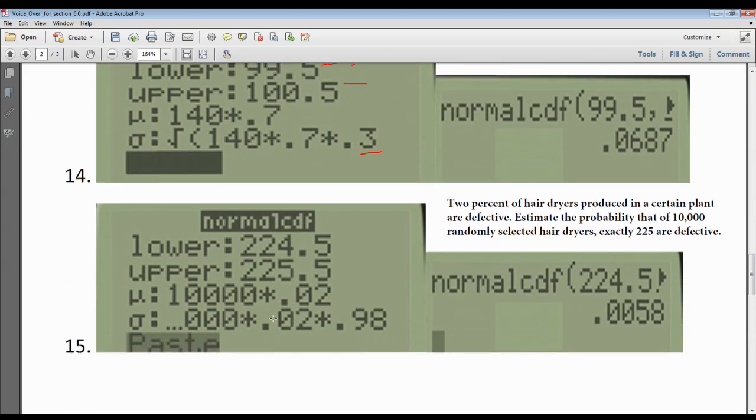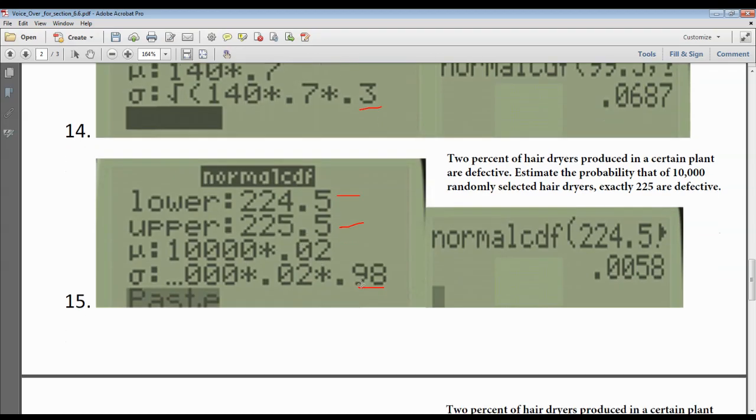2% of hair dryers produced at a certain plant are defective. Estimate that out of 10,000 randomly selected hair dryers, exactly 225. Well, the easy one, exactly, is because I'm subtracting 5/10 from 225 and adding 5/10 to 225. He tells me what mu is. He tells me what n is, 10,000. p is 0.02. If p is 0.02, then q is 1 minus 0.02, or 0.98. So sigma is the square root of n times p times q.